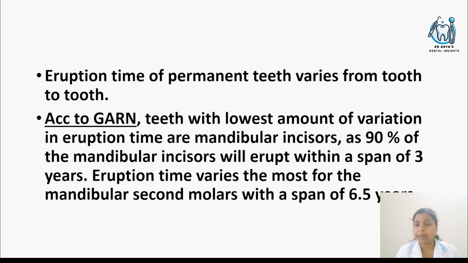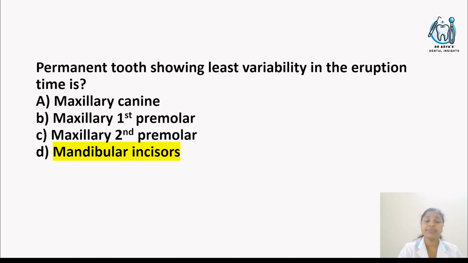So coming to the discussion part, eruption time of permanent teeth varies from tooth to tooth. According to Gahn, teeth with the lowest amount of variation in eruption time are mandibular incisors, as 90% of mandibular incisors will erupt within a span of 3 years. And eruption time varies most for mandibular second molars with a span of 6.5 years. So the answer for the question is mandibular incisors showing least variability in the eruption time.